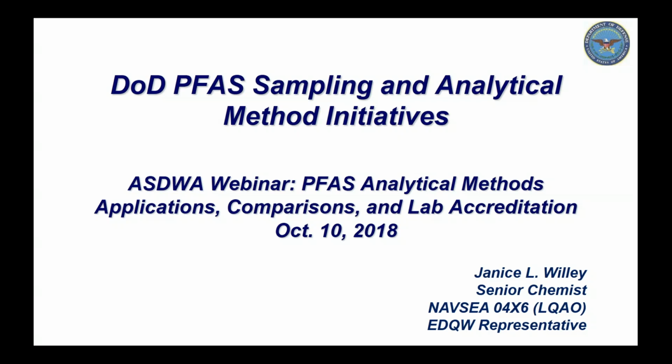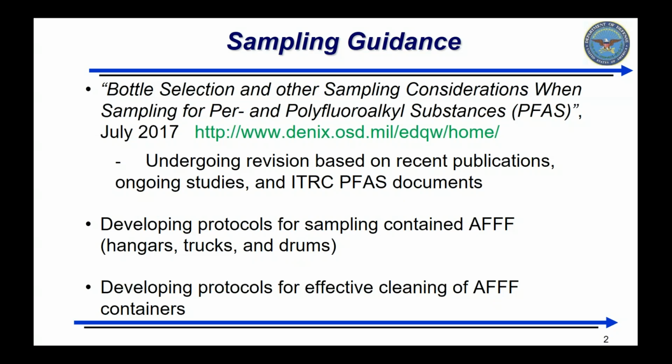One such guidance document the EDQW has developed is a document entitled Bottle Selection and Other Sampling Considerations when Sampling for PFAS, which can be found on the DENIX website. This document was published in 2017. It recommends the use of high-density polyethylene bottles for sample collection of non-drinking water media and provides a list of materials to try to avoid using during sample collection, as well as those recommended for use. These recommendations were based on information gathered from previous PFAS sampling experience and input from laboratories and researchers.